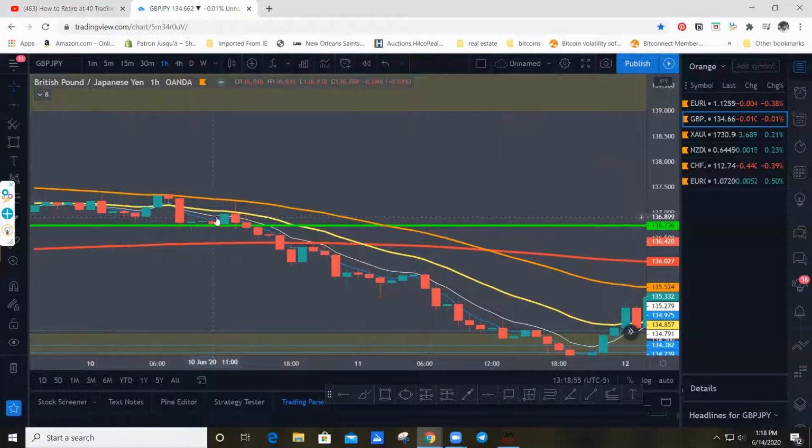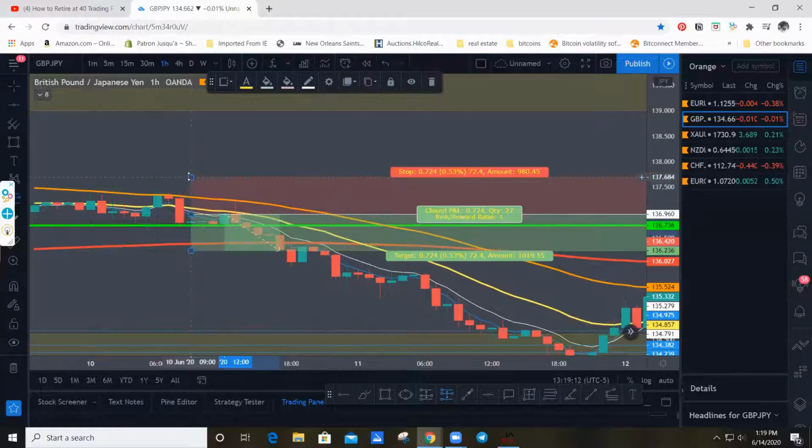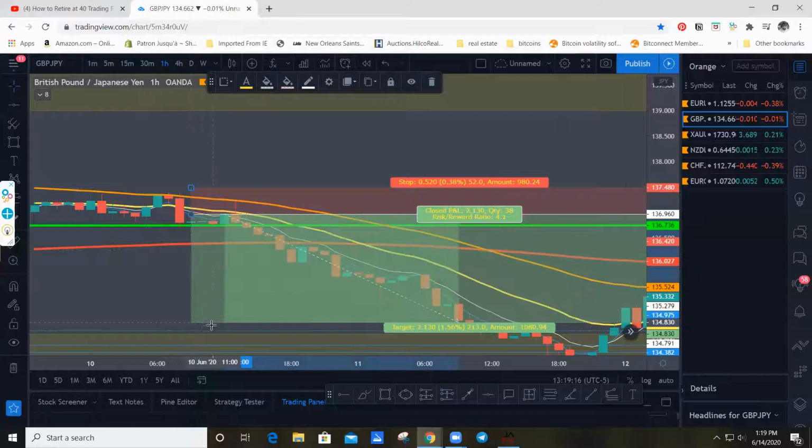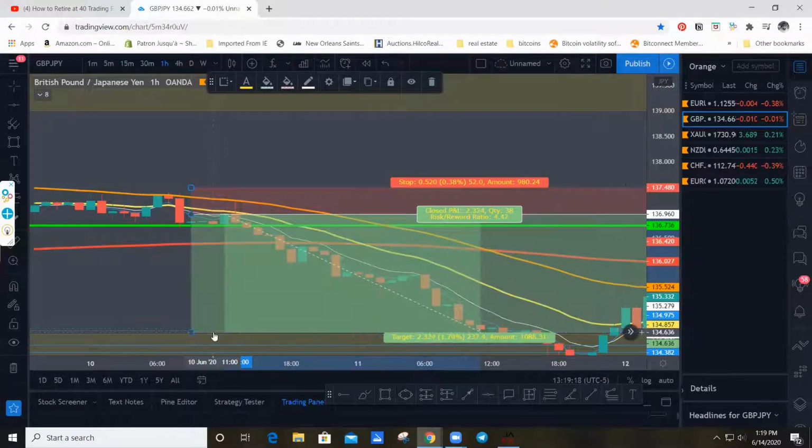Even though it held that, it wicked right back up, and then it fell to the downside. But even if you would have got in right here, based off of it crossing the 200, I mean 8-day right there, take it to the zone. Right. That would have been a 4-to-1.